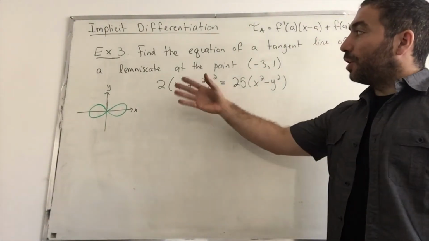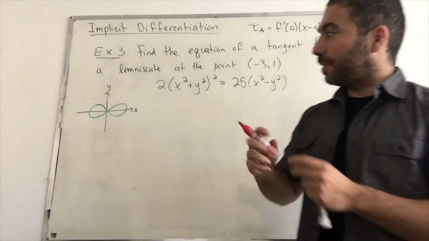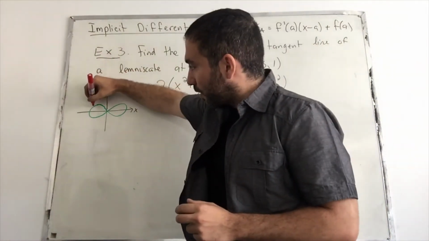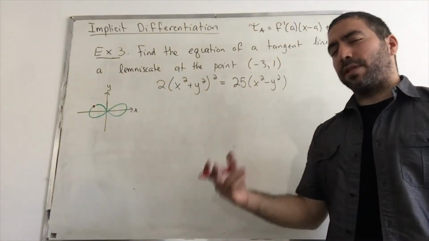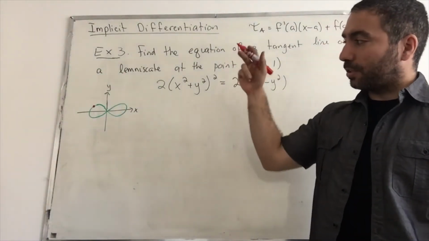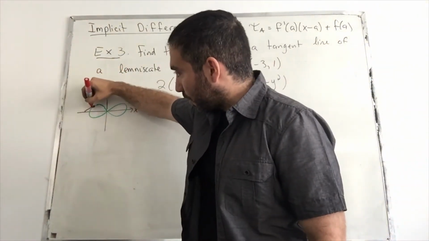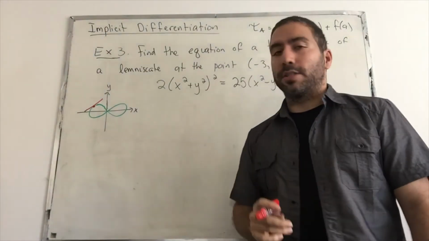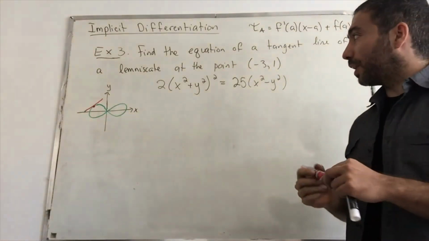And we're looking for the equation of a tangent line at the point negative 3 and 1. So the point negative 3 and 1 ends up being around here, somewhere in the second quadrant. That's the point negative 3 and 1. And we want the equation of a tangent line. A tangent line is a straight line that hits the function at that single point. So it's going to look something like this. I'm expecting the slope to be positive, and this is our goal. Our job is to find the equation of this line here. So let's go ahead and do that.